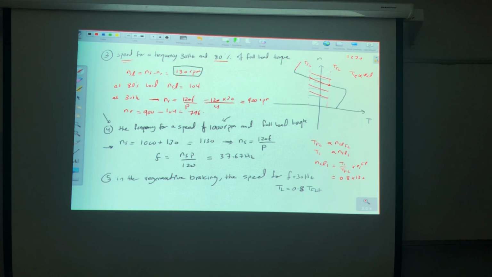Minus plus. Why? Because I'm in the regenerative braking, correct? So it will be 900 plus 104. So this will be 1004 RPM.